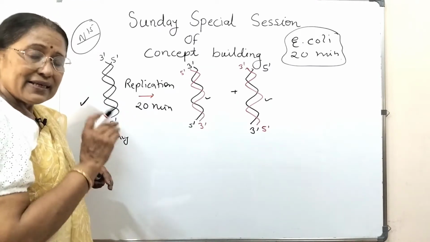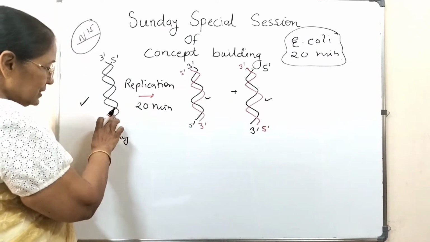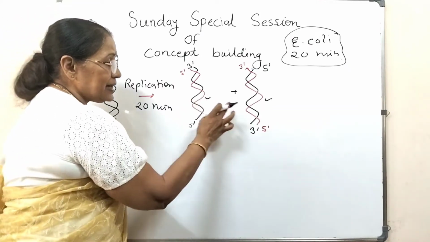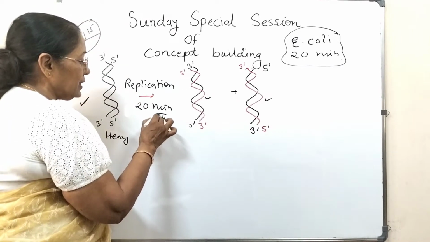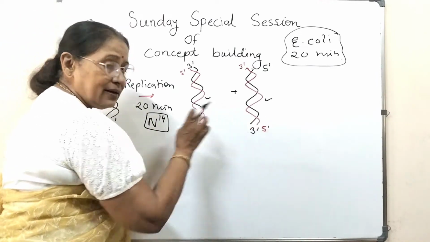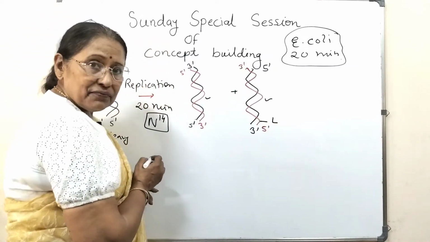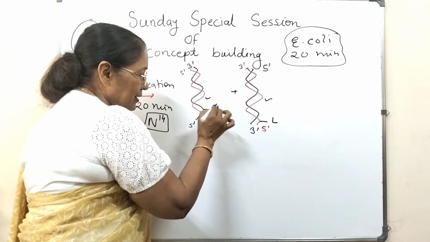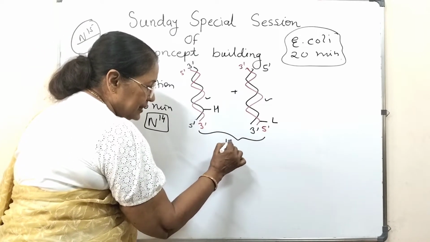After 20 minutes, if it is semi-conservative replication, then this DNA strand separates and the new DNA strand is formed on it, for which only N14 is available. So one heavy strand and one light strand. This one is the light one having N14 and this one is the heavy one having N15. So these two DNA molecules will be hybrid.